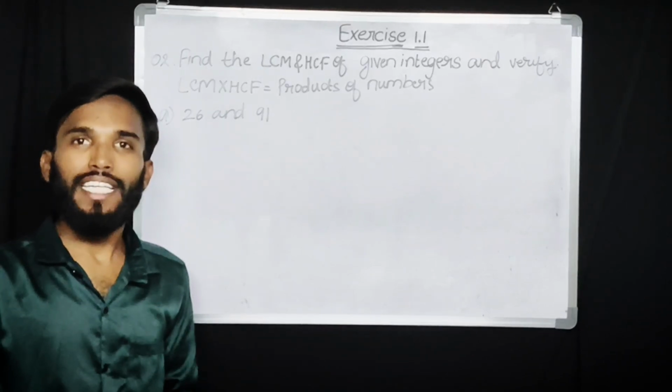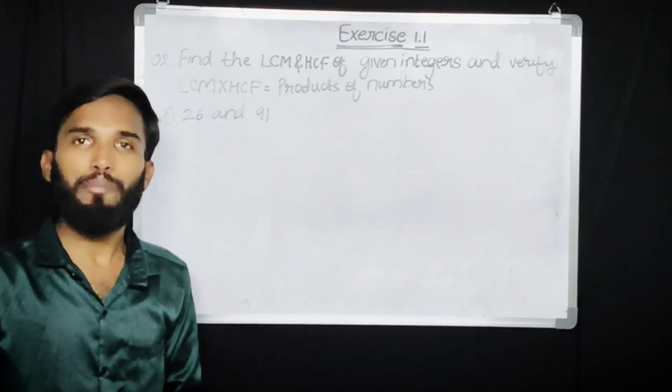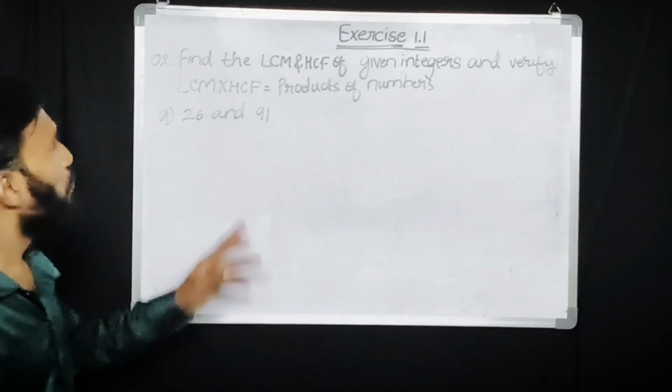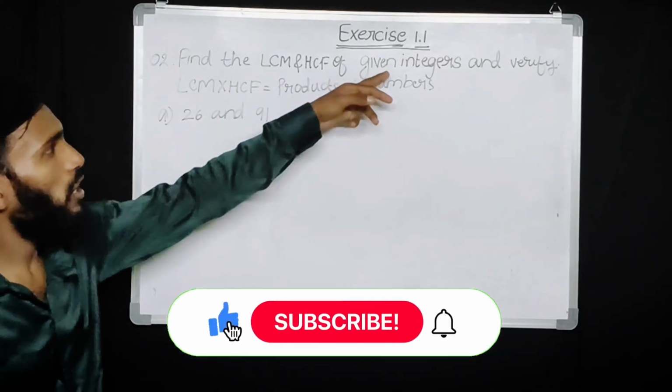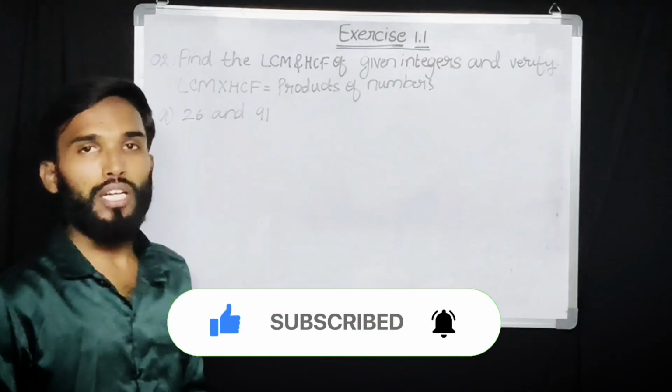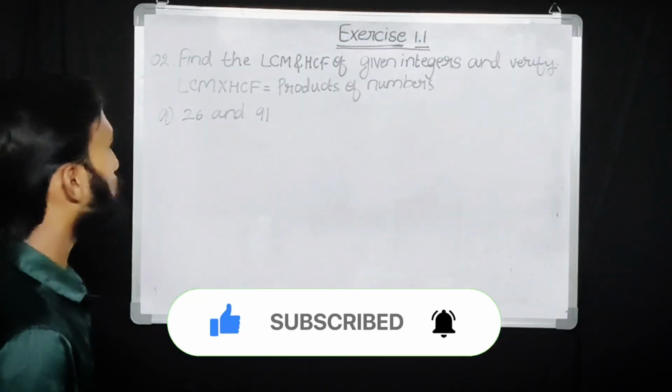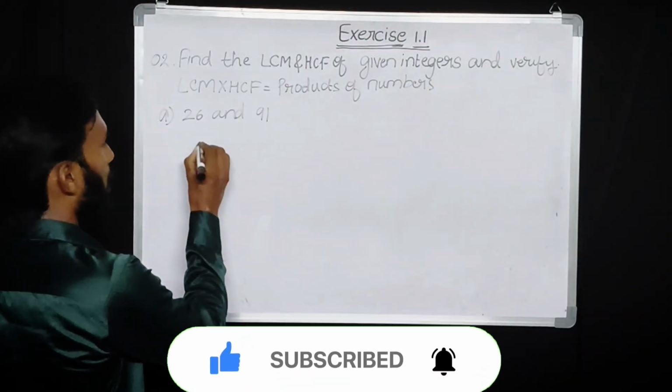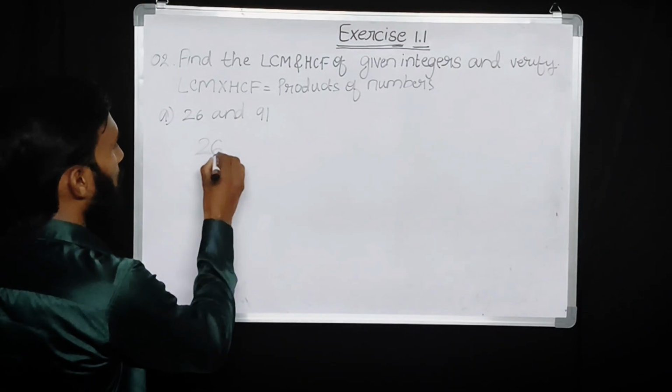Yes, here is the second sum of Exercise 1.1, chapter Real Numbers. What is that? Find the LCM and HCF of the given integers and verify that LCM into HCF is equal to the product of the numbers. First, to find the LCM, we have to find the prime factors of the given numbers.